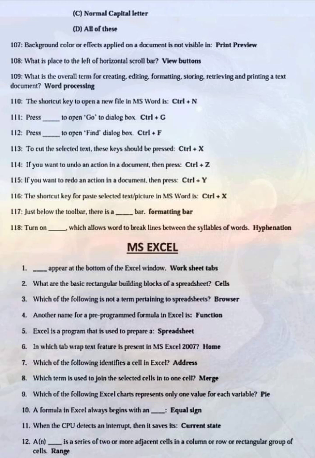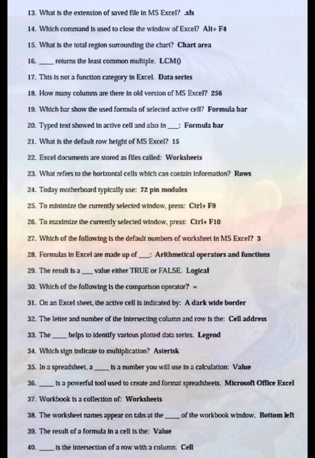When the CPU detects an interrupt, then it saves the current state. A range is a series of two or more adjacent cells in a column or row, or a rectangular group of cells. What is the extension of a saved file in MS Excel? .xls. Which command is used to close the window of Excel? Alt plus F4. What is the total region surrounding the chart area?